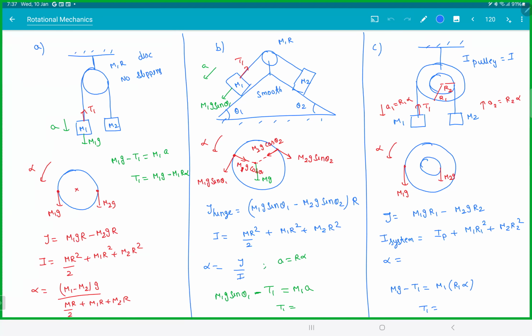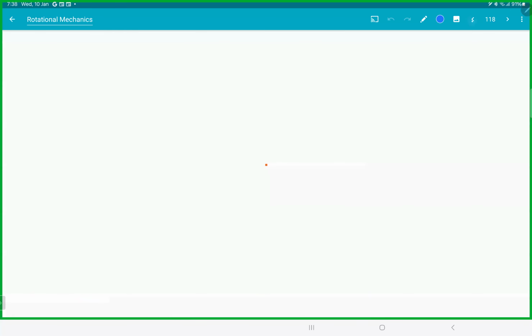Any doubts on this page? Turn the page. Swastika, Monica, clear, no? Ali, got this? Anika, Arjun, Neil. Yes. Next one.